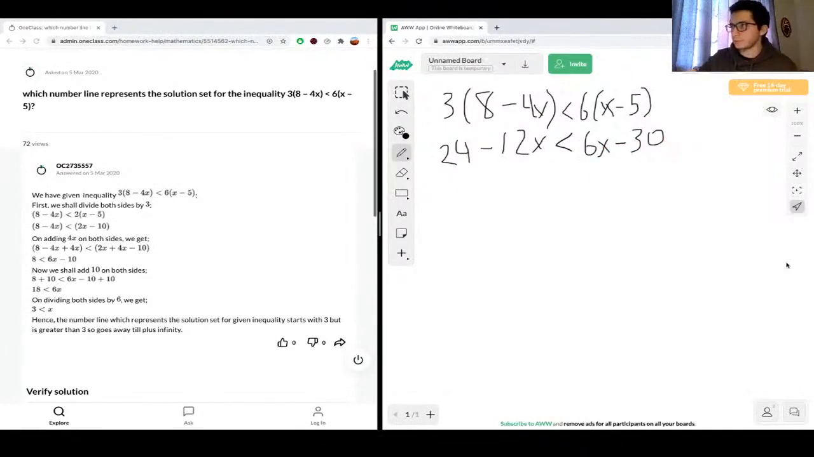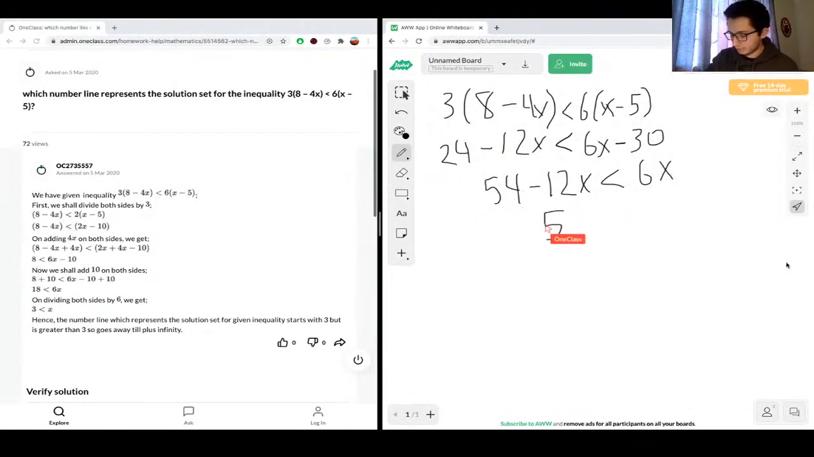And then we have to put all the x variables on one side and the rest, just the constants, on the other side. So if we add 30 to both sides, we would get 54 on this side. And then we can take the -12x and add it to both sides. I'll do it in 2 steps. So now we've added 30 to both sides. Now we have 54 minus 12x less than 6x.